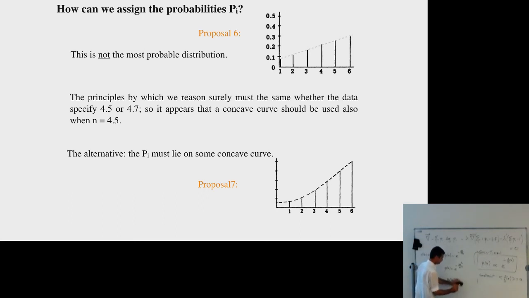Sorry? Yeah, x to the minus, and it's a different alpha, but it's just a normalization. Okay, so I get a power law distribution.